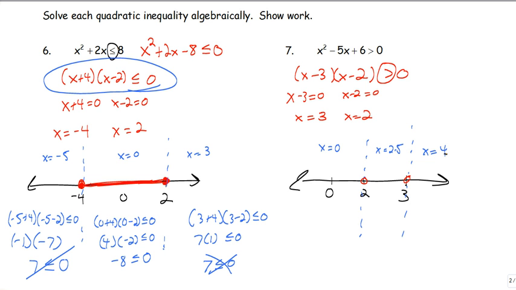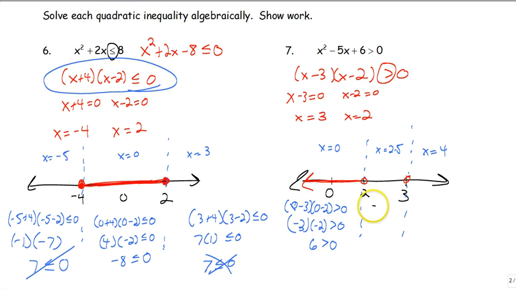Alright, so let's do that. So we have 0 minus 3 and 0 minus 2. See if that's greater than 0. We get negative 3 times negative 2. We have to see if that's greater than 0. So you get 6 is greater than 0. That is true. So this will be part of the answer.